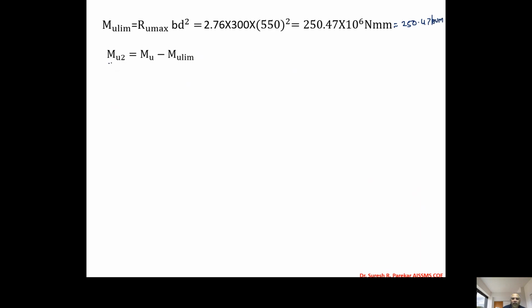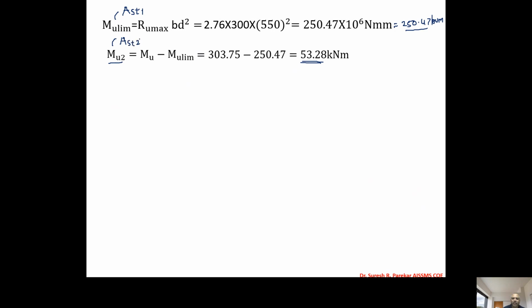Now Mu2 is Mu minus Mu limit. Mu we know, 303.75, minus Mu limit we have calculated, 250.47. So this gives me 53.28. Now we have to find Ast1 and Ast2. For the Mu limit value we will get Ast max, which we will call Ast1. For Mu2 we will calculate the value which gives me Ast2.